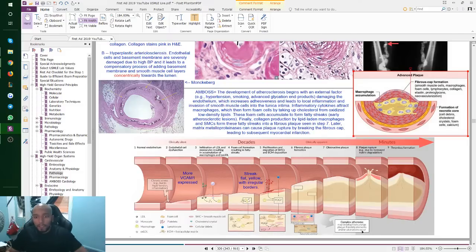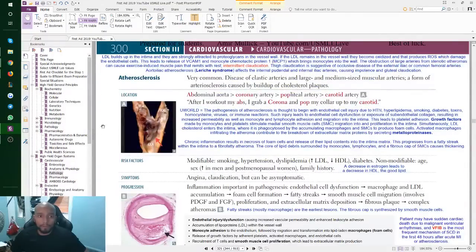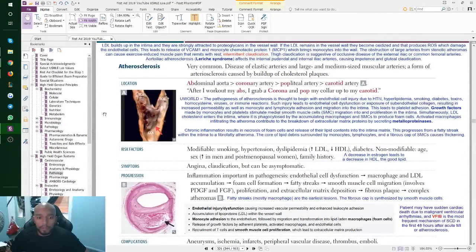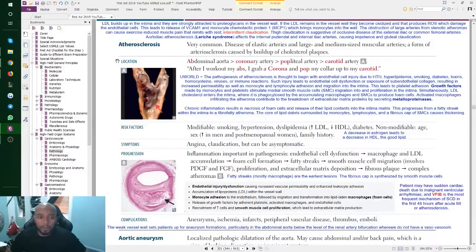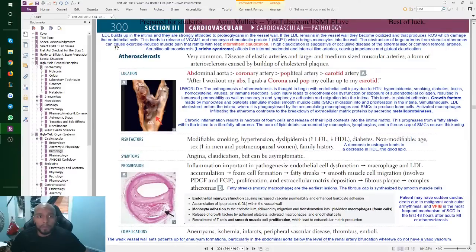Okay, so that's that. Now let's take a look at it in the book itself, right? Atherosclerosis. So let me move this up. Okay, there you go. Now we can fit the whole thing here. Alright, so let's just read what the book has first.